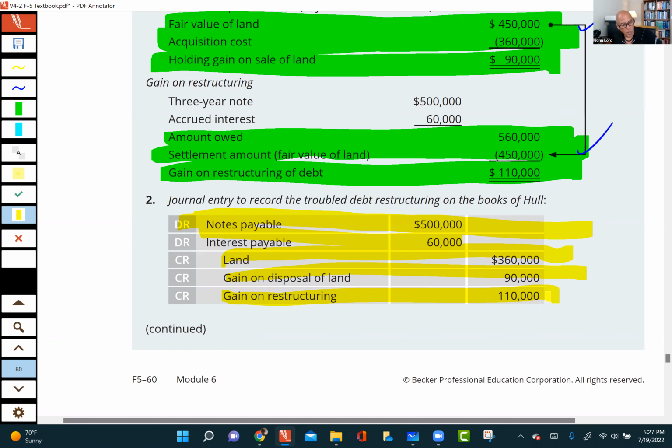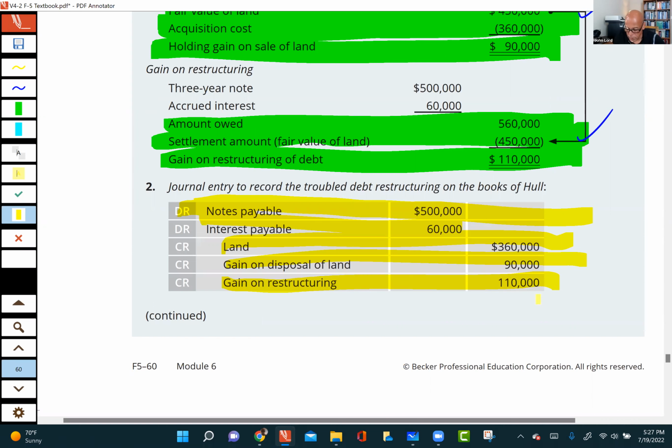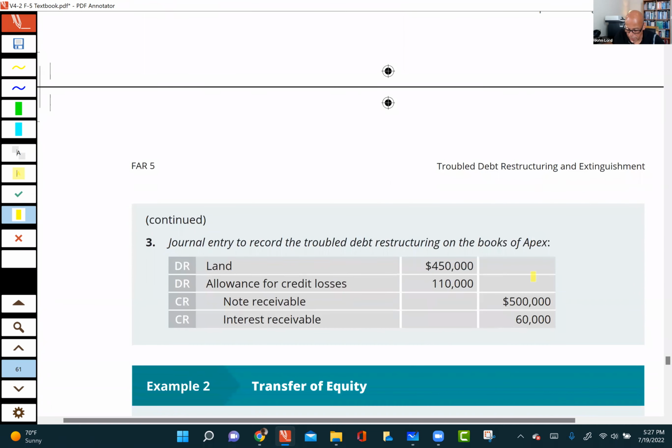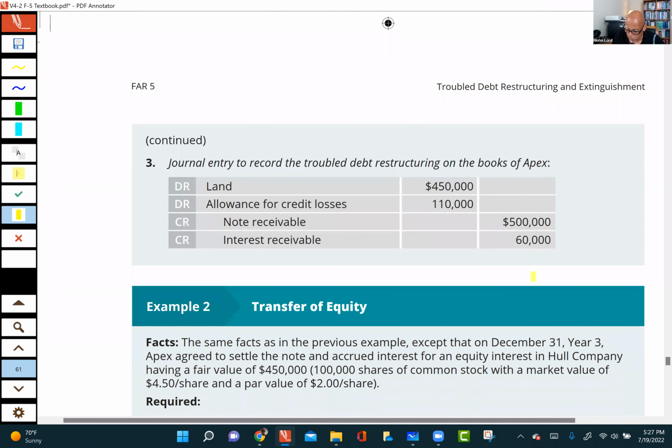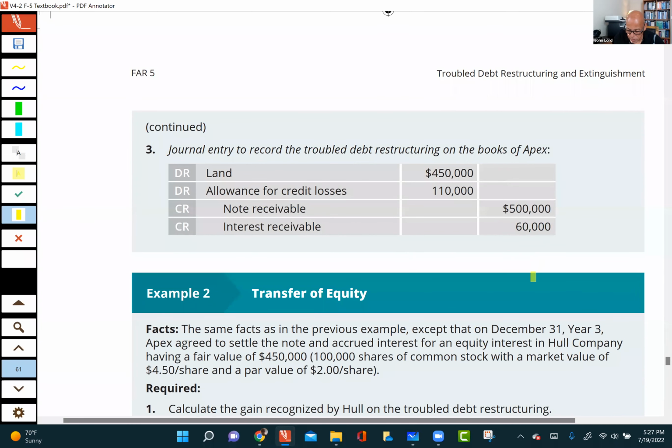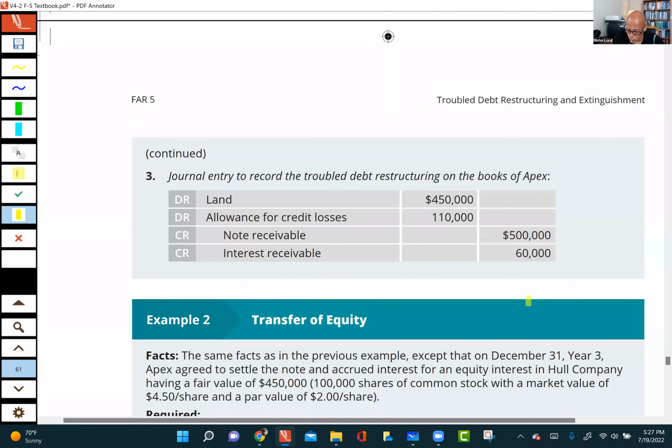Okay, good. Now you come over, and I'm not going to do the equity one at this point in time. Oh, what is this? This is for the Apex. Okay, this is the creditor. Creditor is going to debit the land at fair value, debit the allowance, and of course they are assuming here that there's enough in the allowance to absorb that loss.